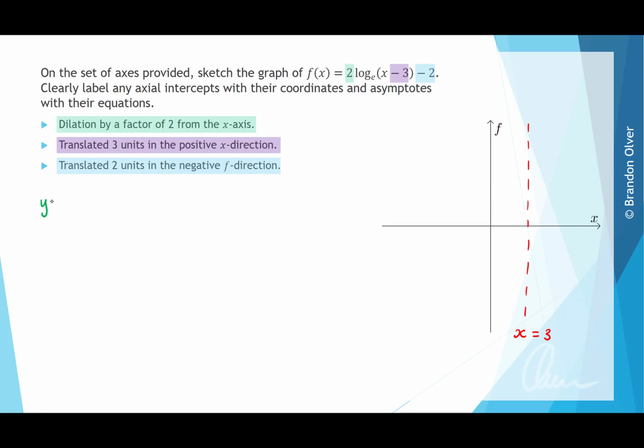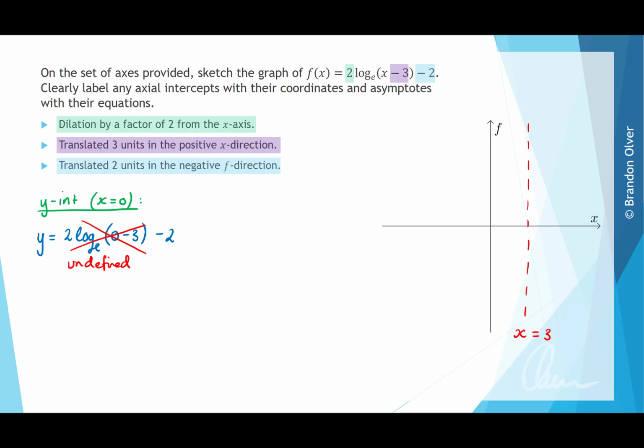So the y-intercept occurs when x is equal to 0 in our rule. So this will give us y is equal to 2 times log e of (0 minus 3) minus 2. However, log e of negative 3, so this part here, is undefined. And that's because we can't have a negative number inside the log function. It's undefined for those values.